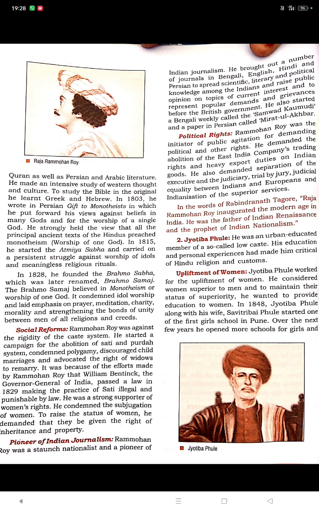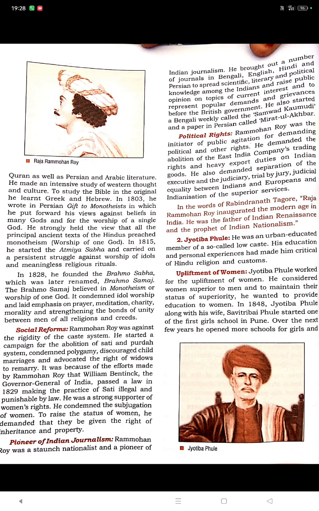Let's see. He brought out a number of journals. What are the journals? Journals in Bengali, English, Hindi, and Persian to spread scientific, literary, and political knowledge among the Indians, to raise the opinion of the Indians on topics of current interest, and to represent popular demands and grievances.